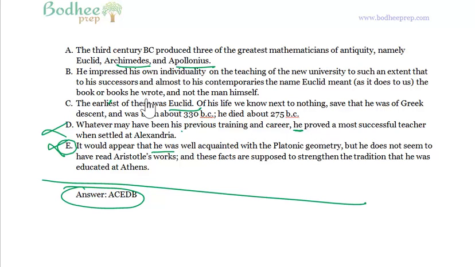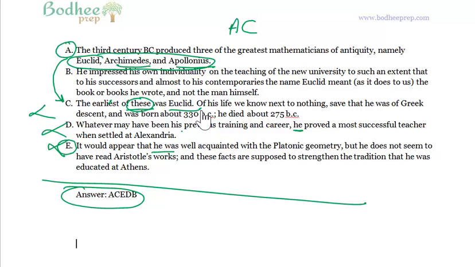The earliest of these was Euclid. Again, I don't feel comfortable. So the best sentence could be A, because A says the 3rd century BC produced three of the greatest mathematicians of antiquity, namely Euclid, Archimedes, and Apollonius. So A starts the paragraph. And then, because you are comparing people with people, you will choose C. Why? Because the earliest of these, and these refers to the Holy Trinity of Euclid, Archimedes, and Apollonius. So the earliest of these basically refers to mathematicians, therefore C is the next one in the sequence.